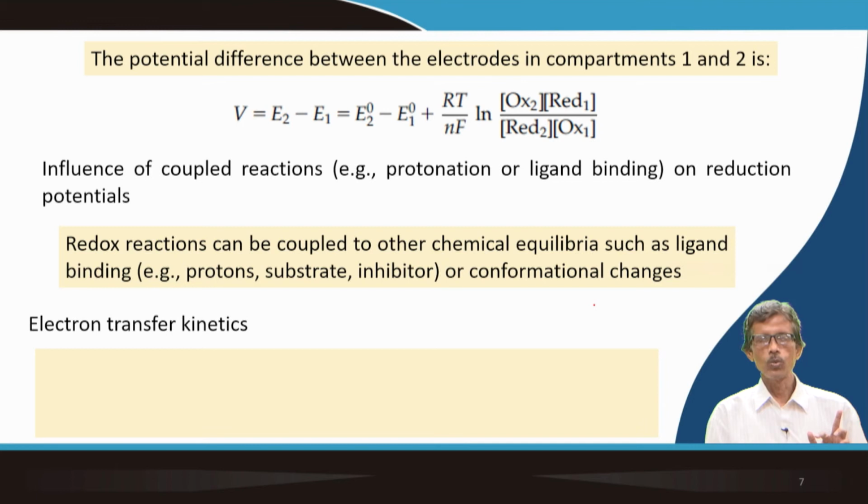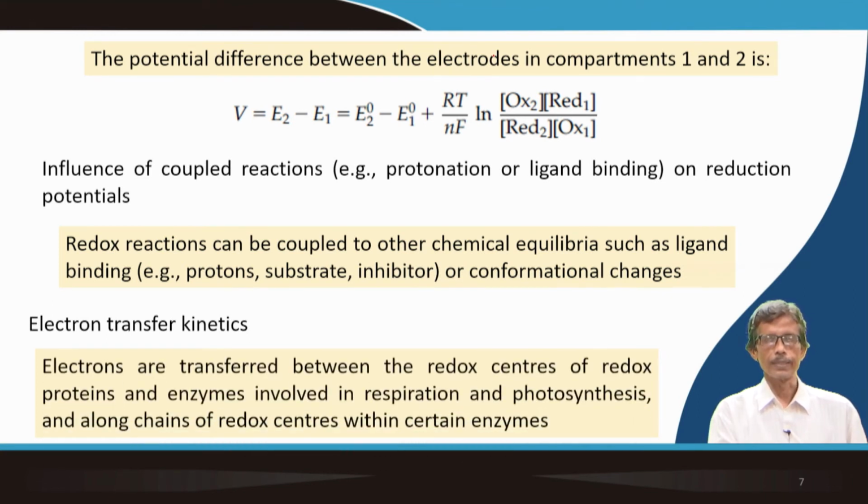Already I told you that when we talk about redox thermodynamics, we know about the E0 values and the potential value, which is related to the thermodynamic equilibrium or chemical equilibrium of the electron transfer. But whether we can have some information about the kinetics, how fast or how slow the electron transfer reaction is. We transfer electrons through redox centers or redox proteins or enzymes, which are also involved in our life, in respiration and photosynthesis, along chains of redox centers with certain enzymes.